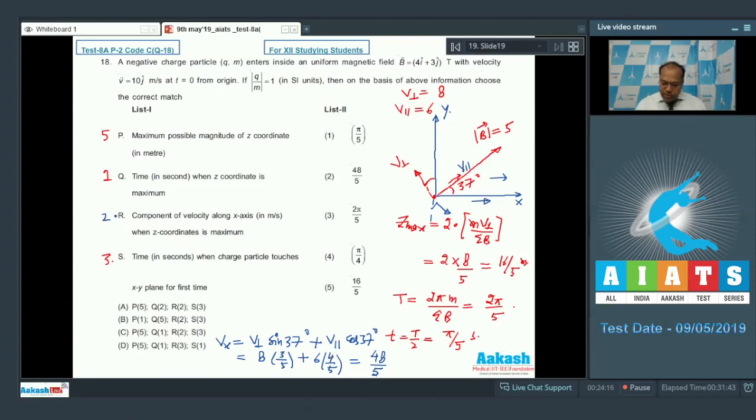So if I check the options, then option C is the correct answer. So the correct answer for question number 18 is option C.